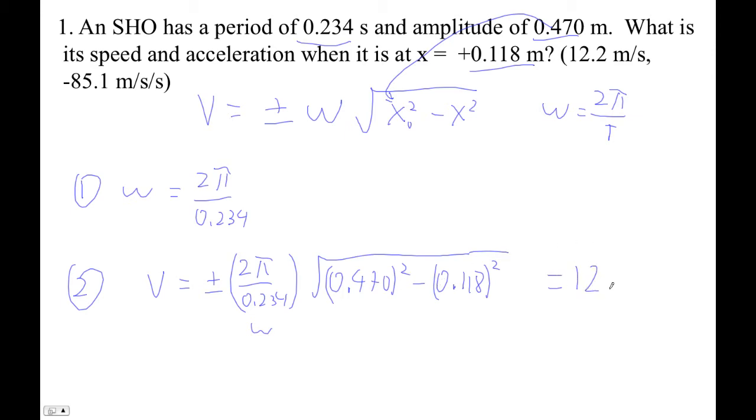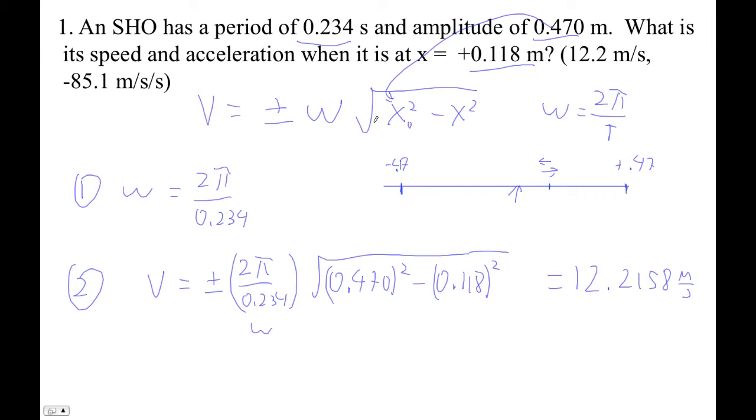Now it could be going either way, because at this position, let's draw a little picture. Here's the middle, here's x equals 0. Here is positive 0.47, here's negative 0.47. It's roughly here, and it could be going this way or this way. It could be on its way out or on its way back. We just don't know. If you tell me a position, I can't tell you. So 0.2158 meters per second, there's my velocity.